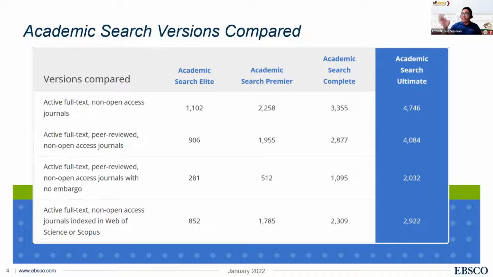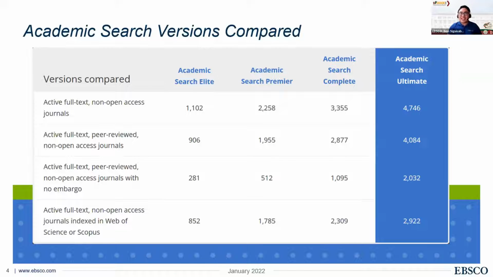So as you can see, from Academic Search Ultimate, it has grown by more or less 1,000 plus journals from Complete to Ultimate. And as you can see, we have also grown by around 500 to 600 journals which are indexed in Web of Science and Scopus. So that's the leap between the number of titles from the Complete version all the way to your Ultimate version.